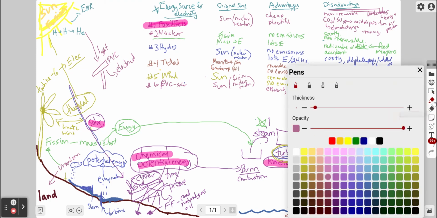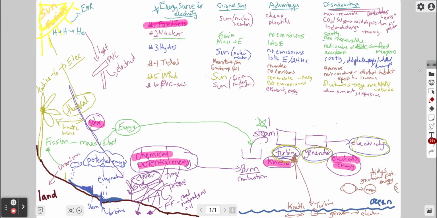Alrighty, next one that we looked at is, what do we got? Geothermal. Okay, so yeah, we're not doing these actually in the order that we looked at them, but that's okay.